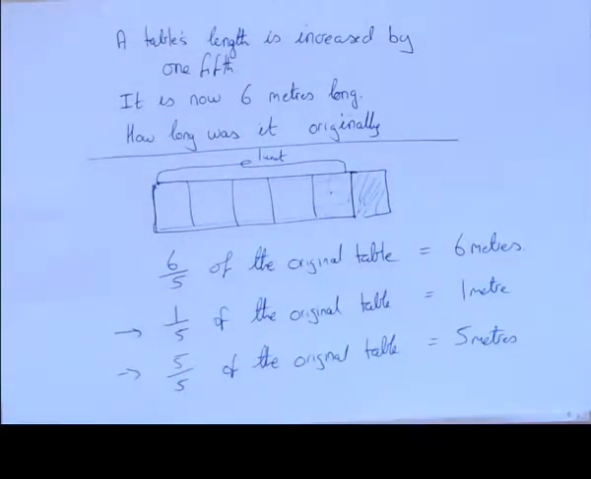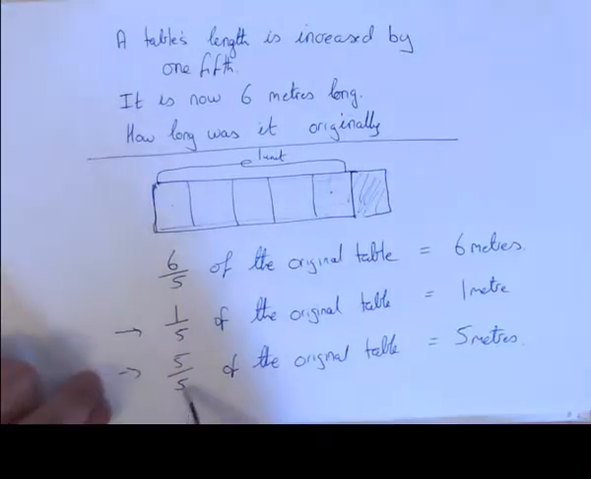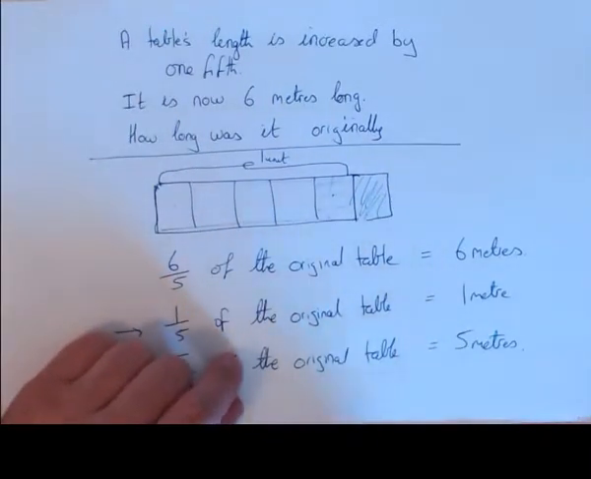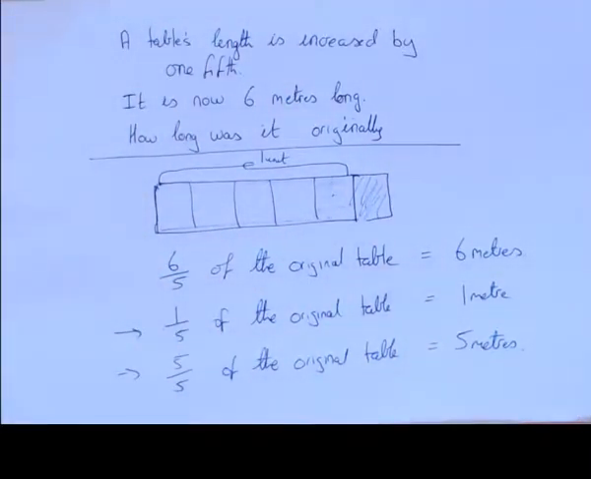It was increased by 1/5, which brought it up to 6 meters long. So when we say 5/5 of the original table, we mean the original table. So the length of the original table was 5 meters long. Now again, as I said, when we're dealing with fractions, we're very used to dealing with halves and thirds and quarters, and even fifths. We're actually not bad at doing things like that. When it comes to percentages, we tend to do quite poorly because we're not used to dealing with them in our mind, so we have to practice using them.